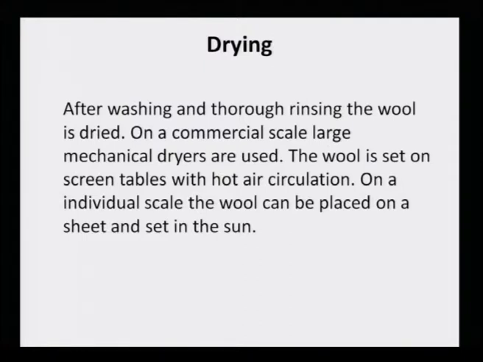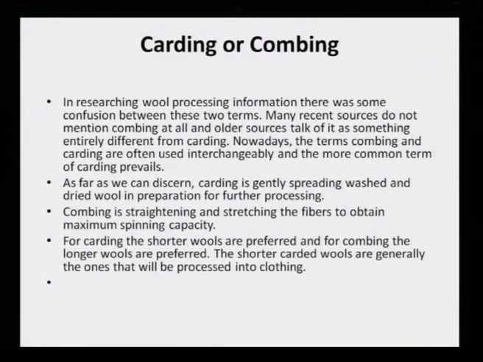So, either it can be sun dried or it can be spread on huge commercial screen tables, where it can be dried by mechanical dryers. Depending on the volume of the wool that needs to be handled, the process can be adapted. Then comes the next step, which is carding or combing. As the name suggests, you are trying to straighten out the skein or the yarn.